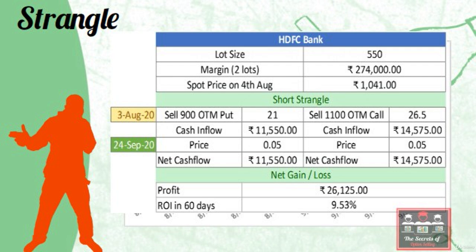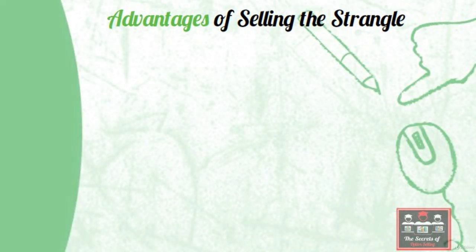A word of caution: you need not wait till the last date of the expiry of the contract. In most cases, for example during the September 2020 month expiry, scrips crashed tremendously and affected even fundamentally strong stocks also. Now let us understand the advantages of selling the strangle.